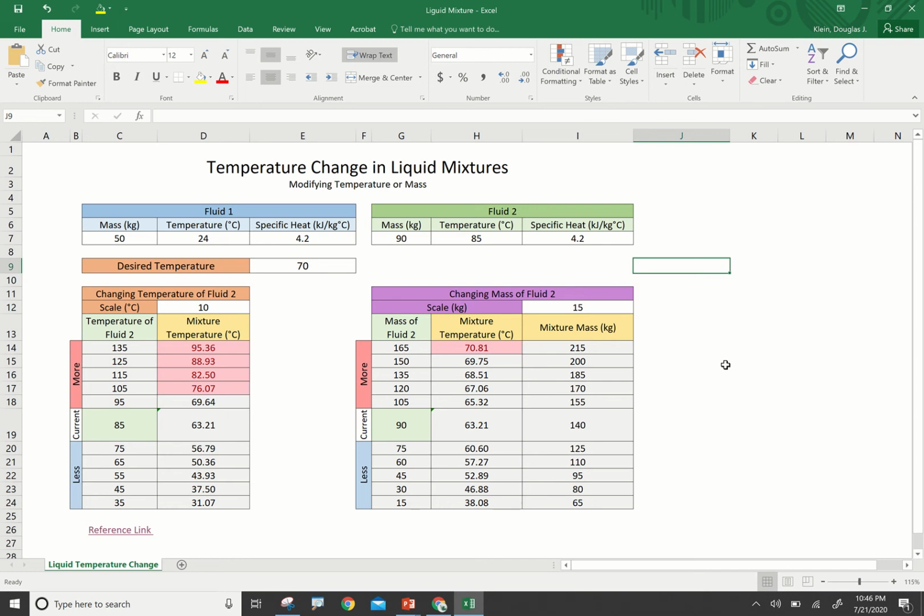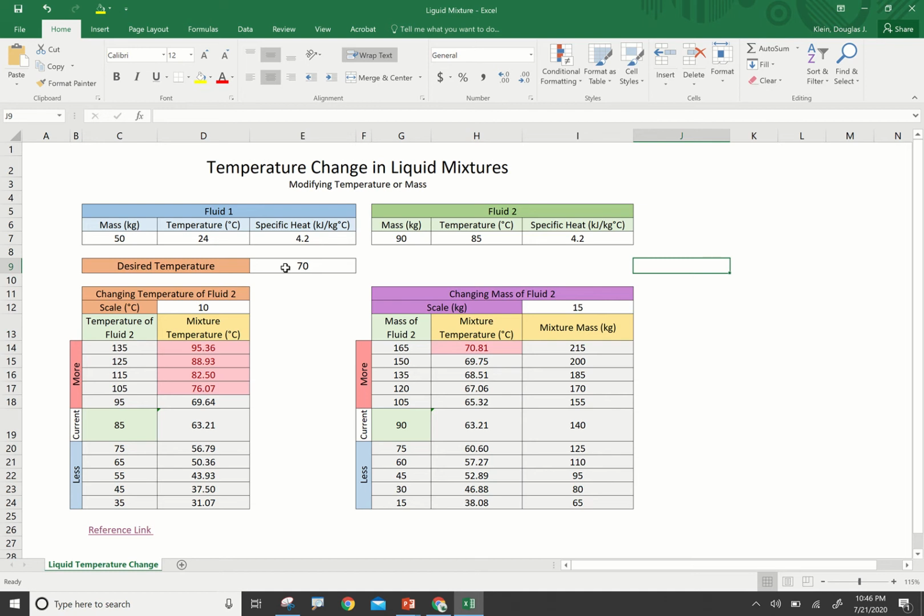So in this activity, what we have is two reservoirs of water, and we're going to mix them together to hopefully get a desired temperature. And what we want to be able to do is utilize Excel as a tool that's going to help us sort of expedite the calculation process.